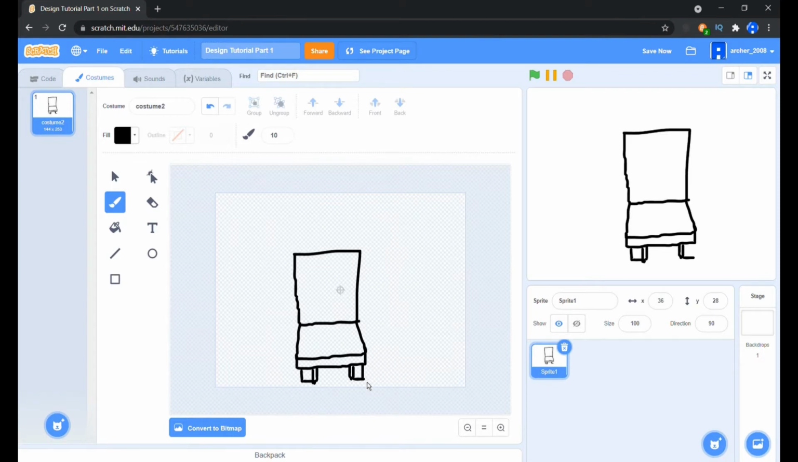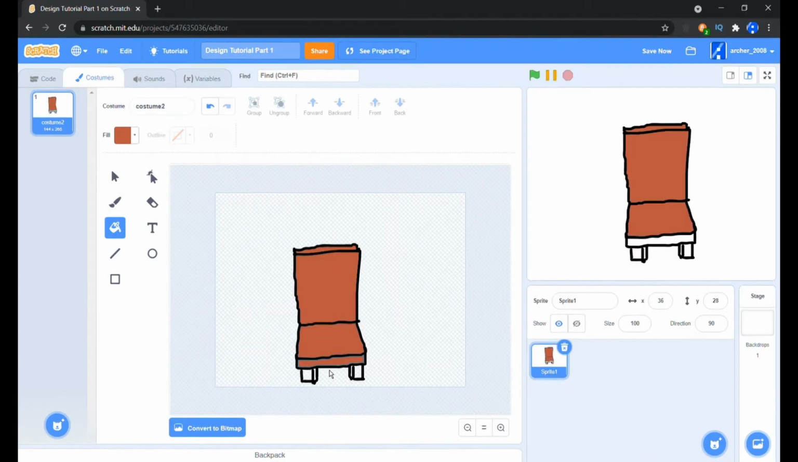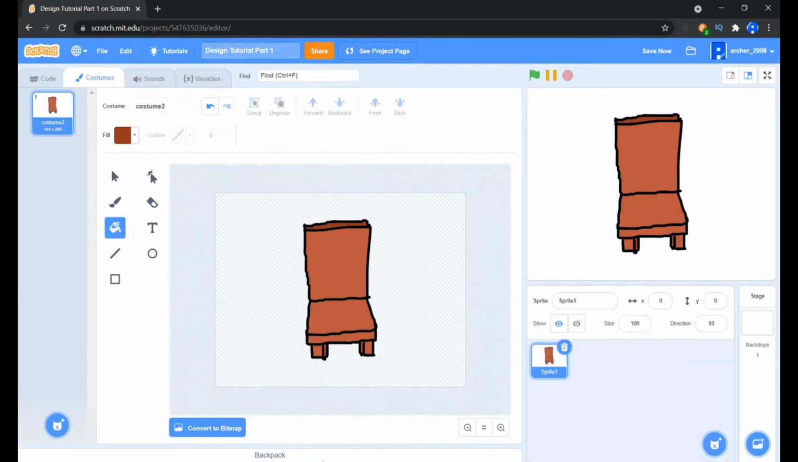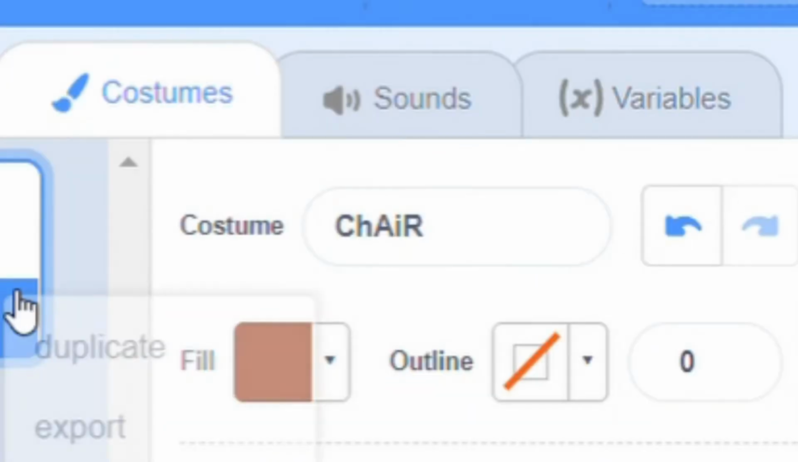But now it is just a chair. Okay, let us take this chair to the next level, to the level of pro scratchers.